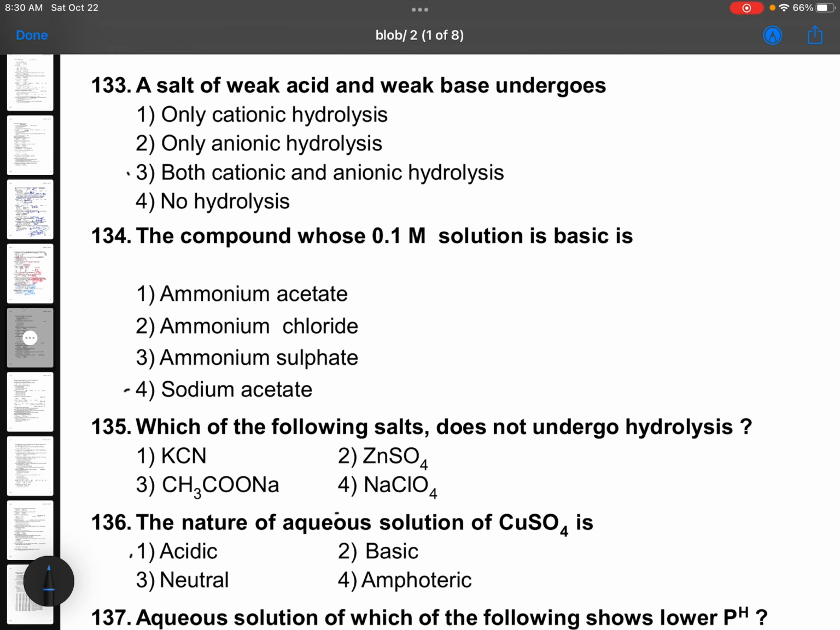Coming to the next one. A salt of weak acid and weak base undergoes both cationic hydrolysis and anionic hydrolysis, because the weak acid is there because of this and the weak base is there because of this. It undergoes both hydrolysis. The compound whose 0.1 M solution is basic is, okay, now basic is mentioned, so a strong base should be used. Strong base is used in this case. Weak acid, strong base combination. In all these cases, ammonium is a weak base.